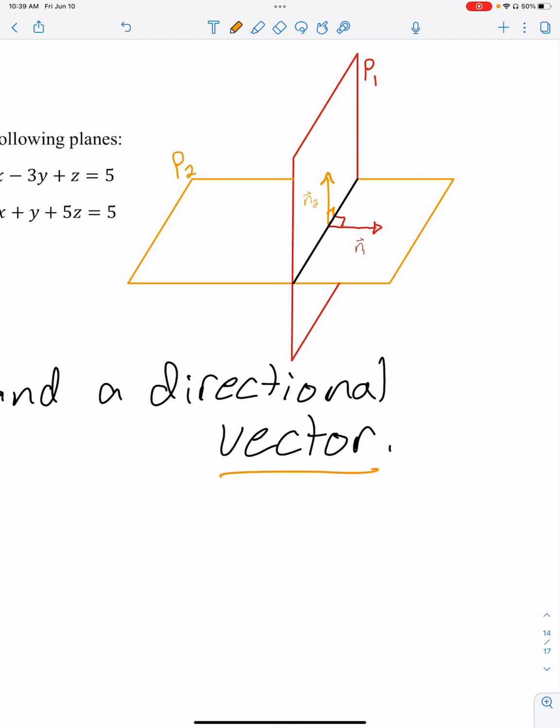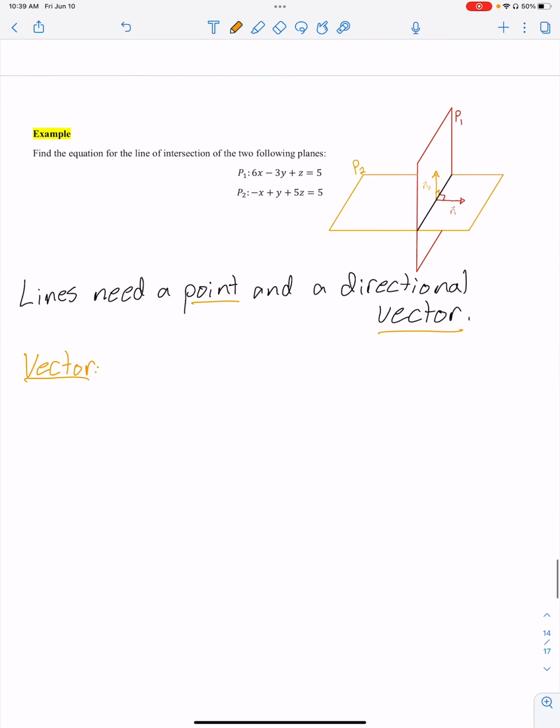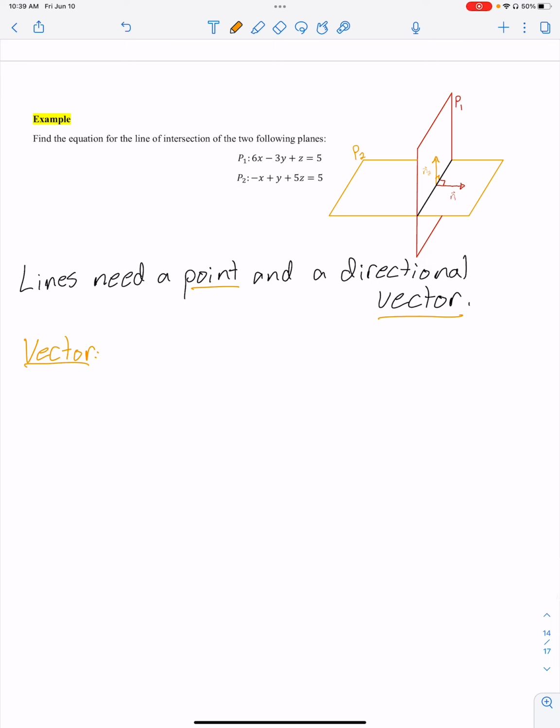If you take a look at the line of intersection right there in the middle, it is orthogonal to both of those. So if there's a way I can take a vector n1 and a vector n2, my normal vectors, and do something with them to find a vector that's orthogonal to both, you should be saying it out loud already or thinking it. Well, to find that directional vector, we are going to cross product our n's. And that will get us a directional vector.